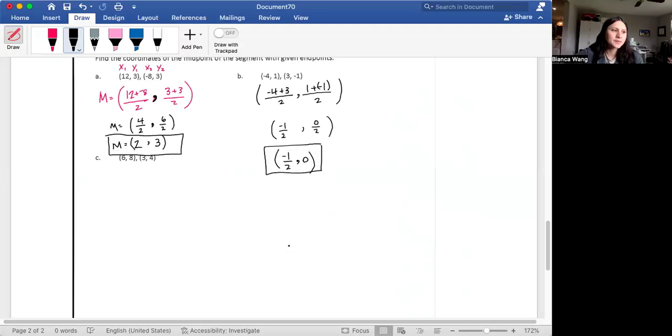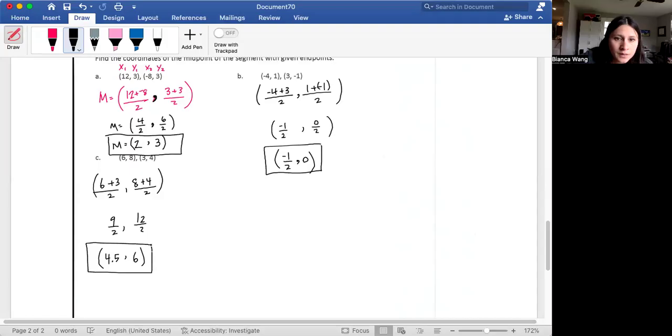Last problem here. Add my x's, divide by 2. Add my y's, divide by 2. Look at this as an ordered pair. 9 over 2 and 12 over 2. Simplify. We could look at this as 4.5, comma, 6. And that's my answer.